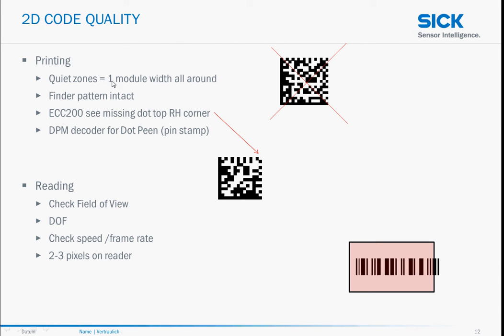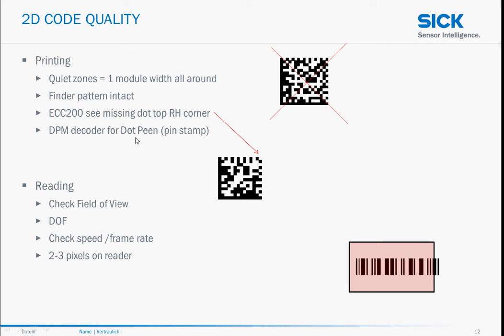So for printing you need one module all the way around the code, so that's one module all the way around the code as a quiet zone. The finder pattern must be intact, that's this part here, although we can put in a configuration in the scanner to tell it to tolerate damaged finder patterns, but it's good practice to try and keep them decent.